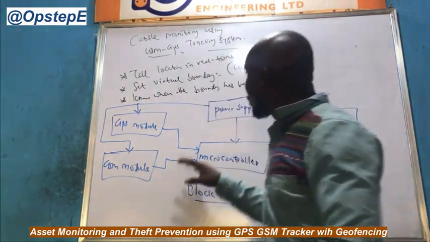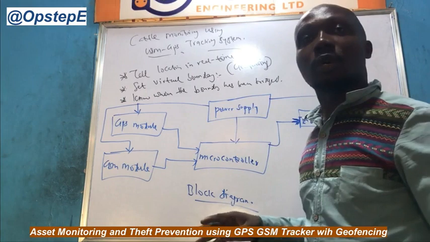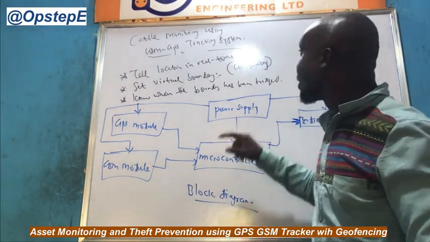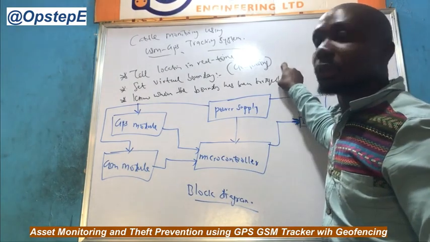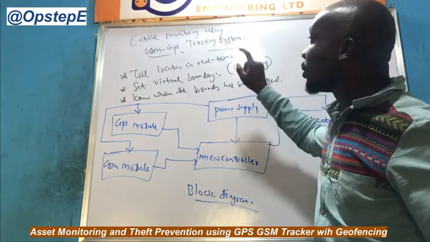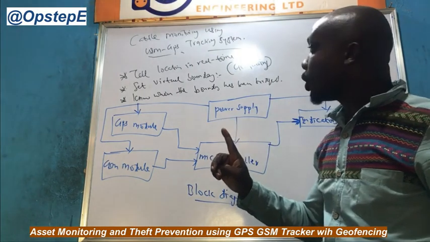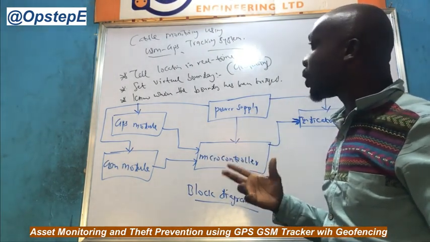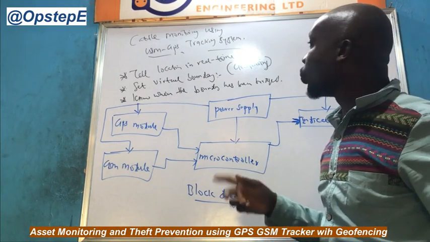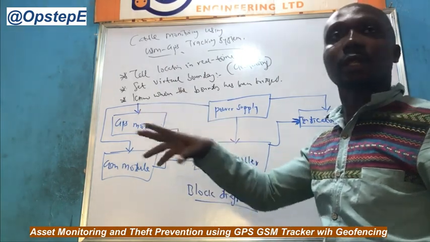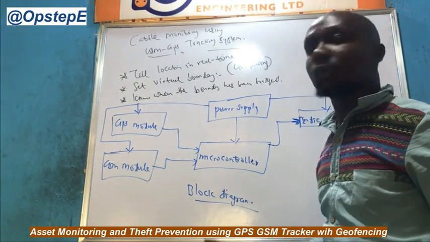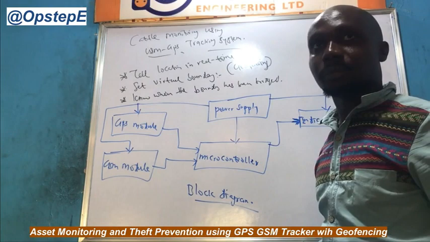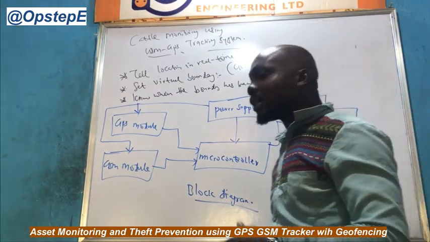Alright. Let's now begin to break these blocks into their constituent diagrams and see where that takes us. But don't forget the essence of the project. The essence is to be able to tell location in real time. The other feature is that we should be able to set virtual boundaries, and we also want to know when that virtual boundary has been exceeded by the animals. So, three main things we should be able to do.